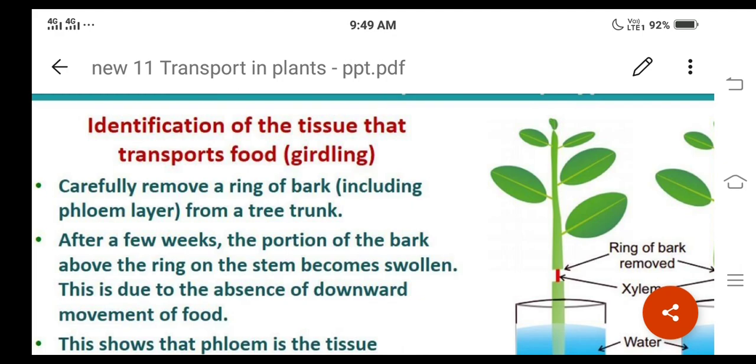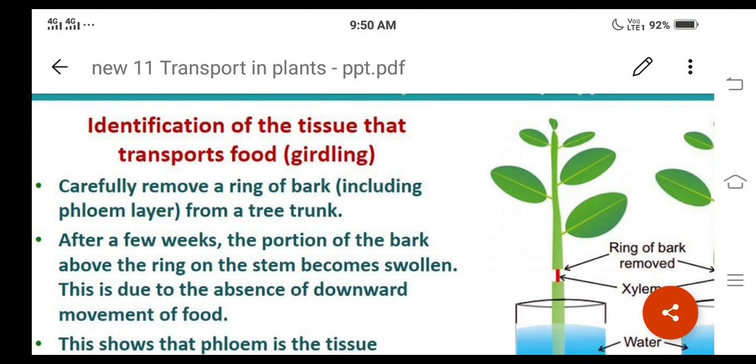in this experiment, right? And what are we going to remove here? Girdling. Try to understand the meaning of girdling here. The removal of a ring of bark from a tree trunk is called girdling. Remember, the removal of a ring of bark including the phloem layer from a tree trunk is called girdling, right?